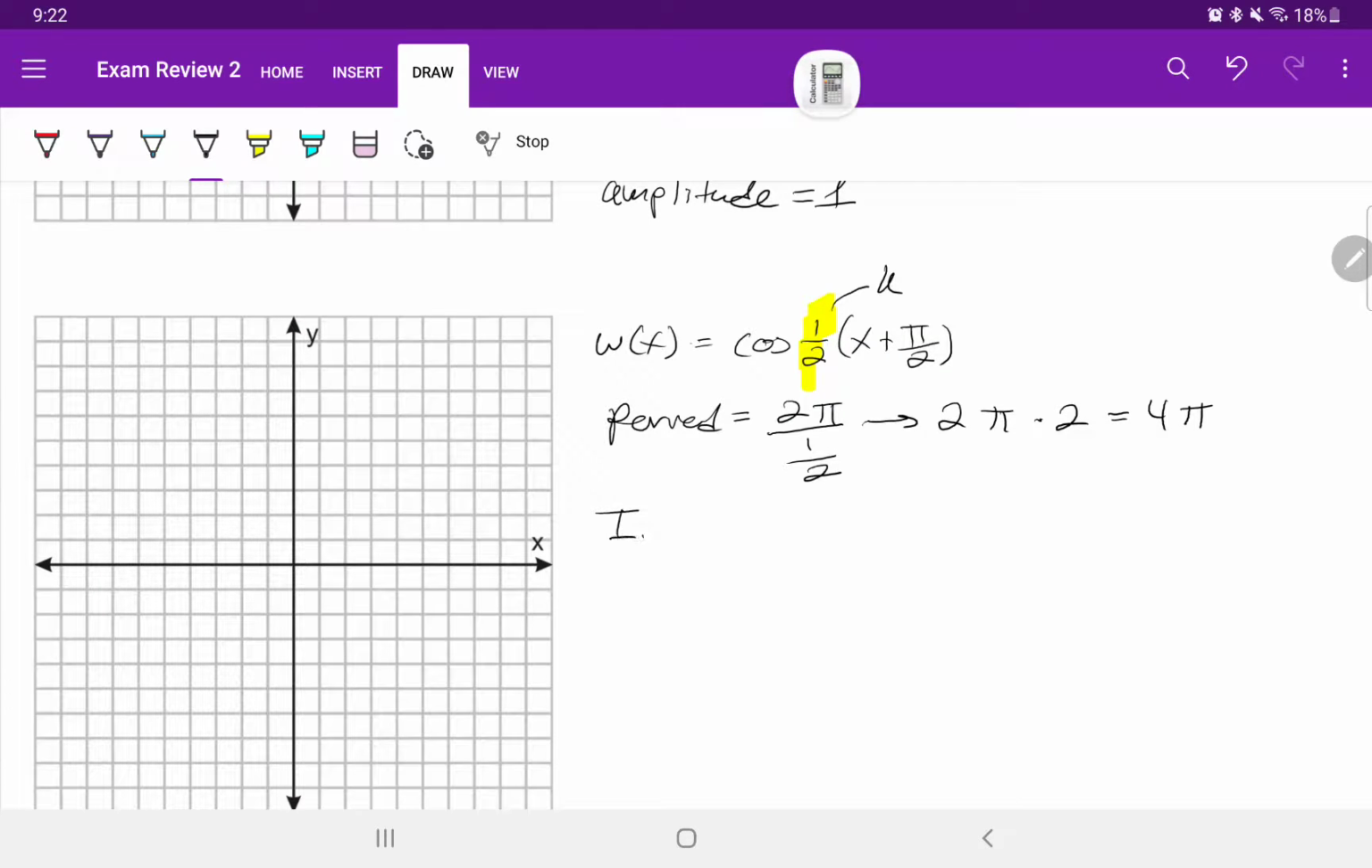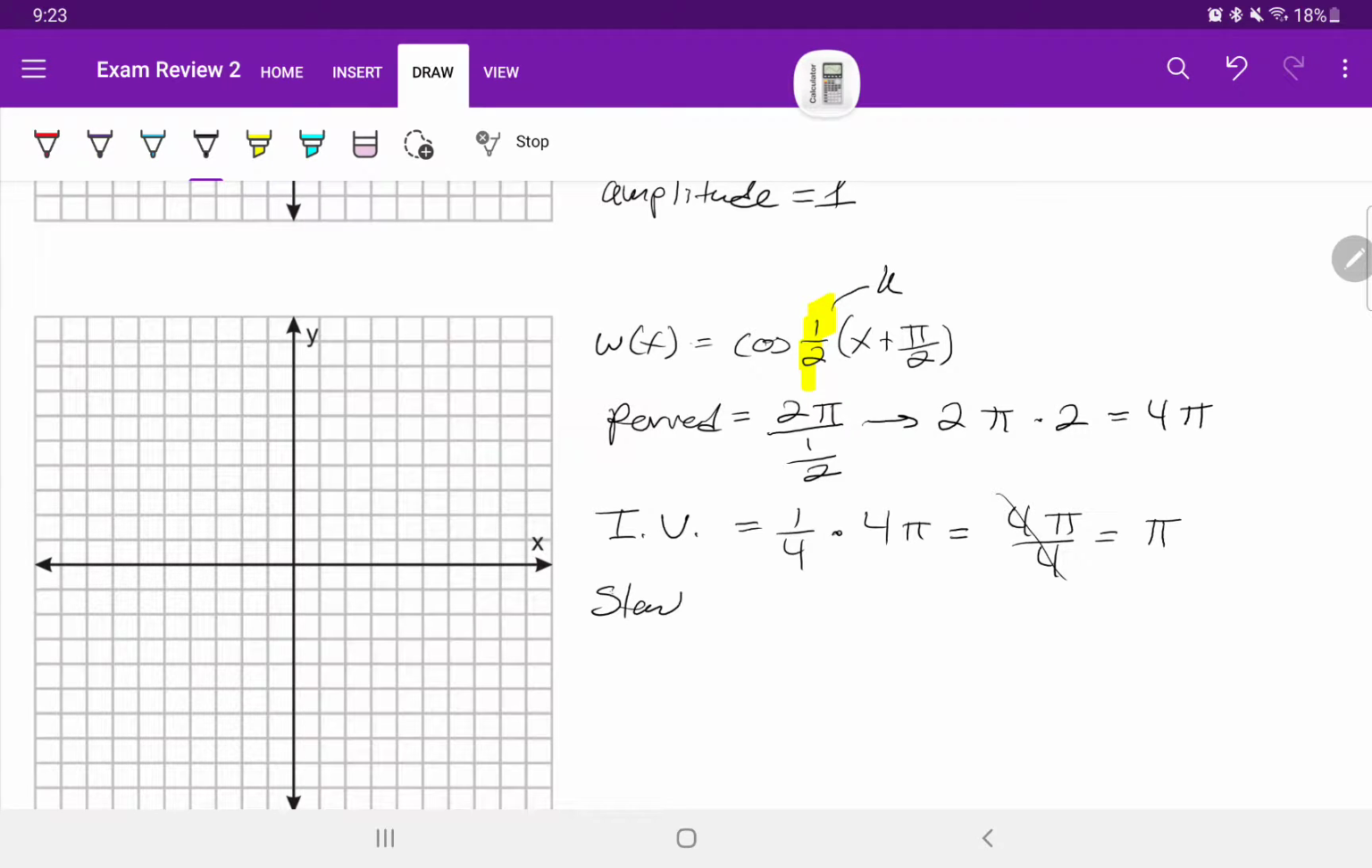To find your interval value, that is 1/4 times your period. So 1/4 times 2 pi, well, times 4 pi, excuse me, because that's the period. That's going to be 4 pi over 4, which is just going to be pi, because the 4's simplify each other out. So every interval will increase by pi units.